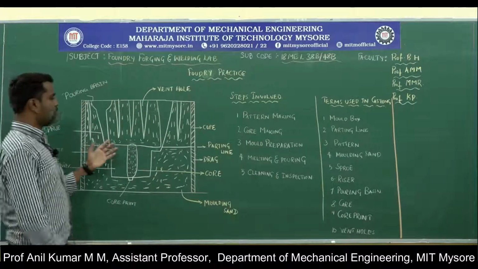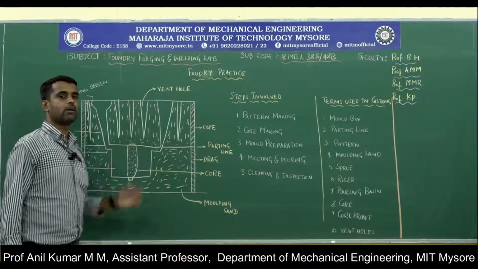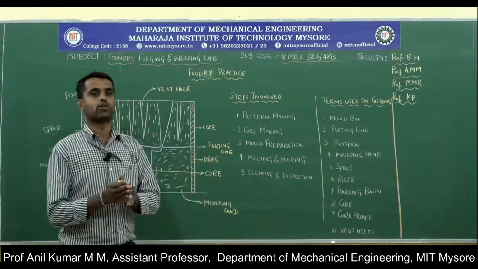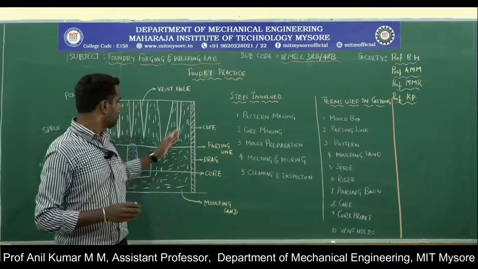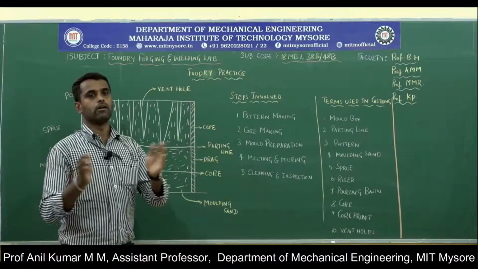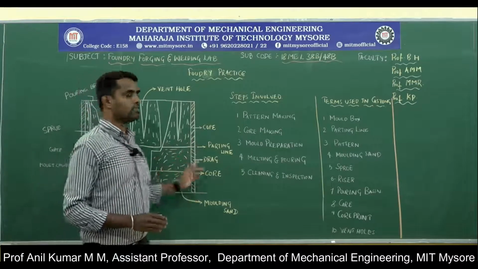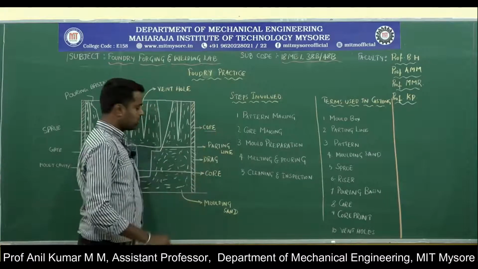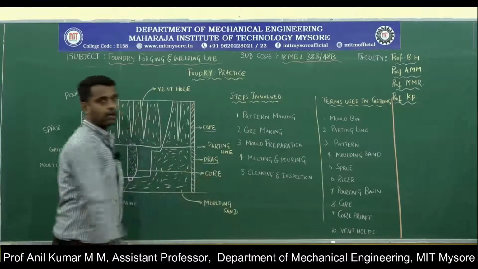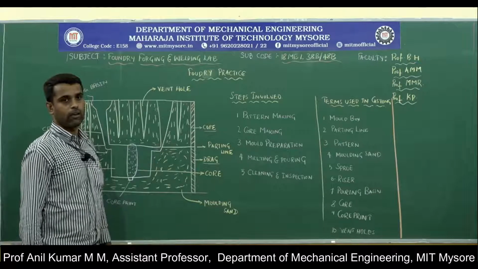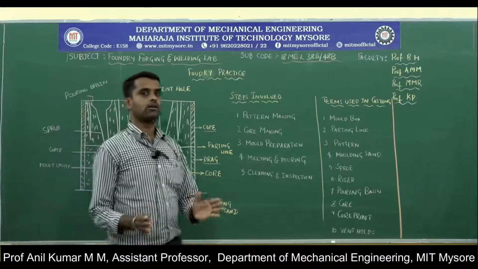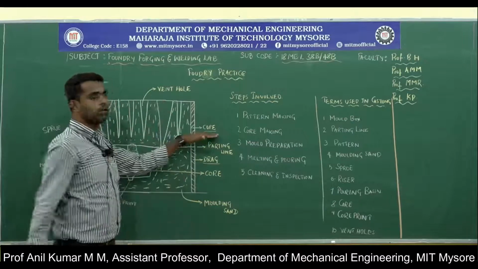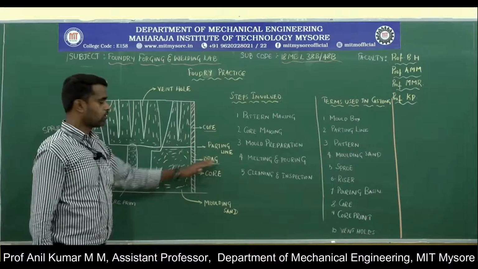First one, the mold box. Mold box is nothing but a frame, made up of either wood or metal. It is a box used to prepare the mold. This mold box consists of 2 parts. The upper part we call the cope, and the lower part we call the drag. Mold box is the frame used to prepare the mold.